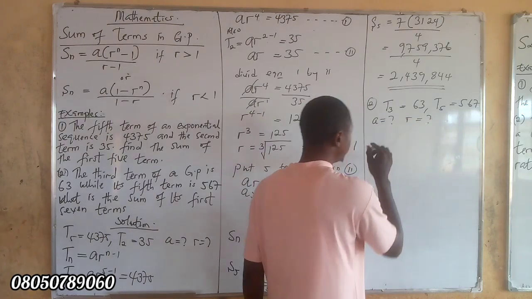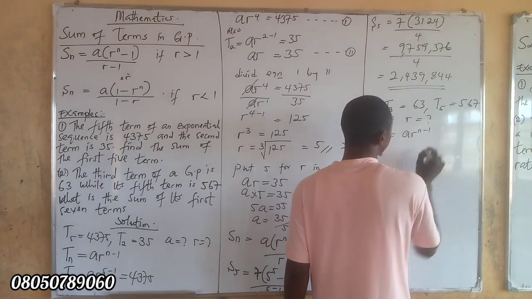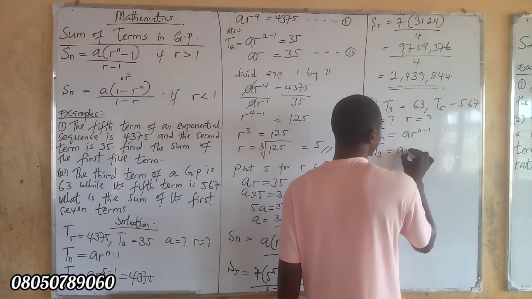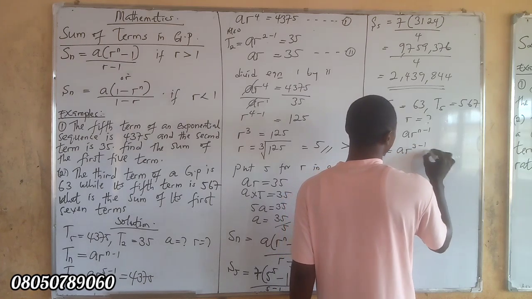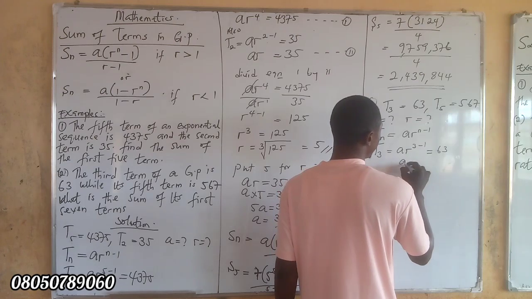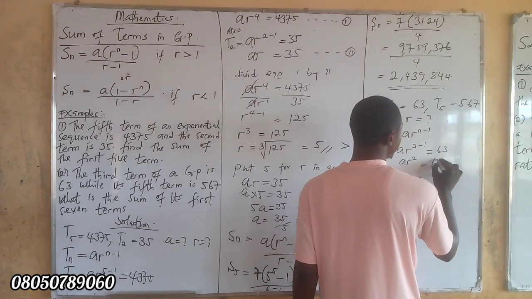Now remember, tₙ under GP is ar raised to power n minus 1. So t₃ first. t₃ will be a r raised to power 3 minus 1, which is given to be 63. On the left hand side, we have a r raised to power 3 minus 1, which is 2, equal to 63.